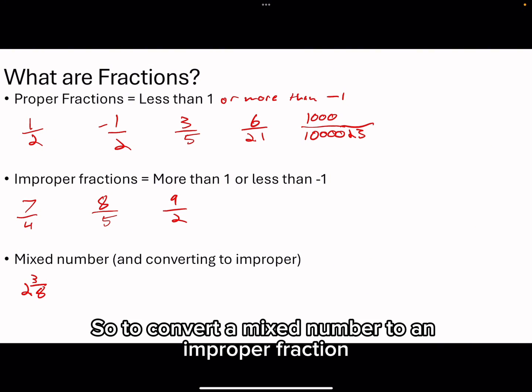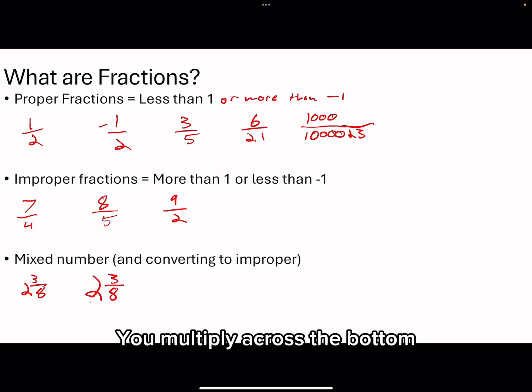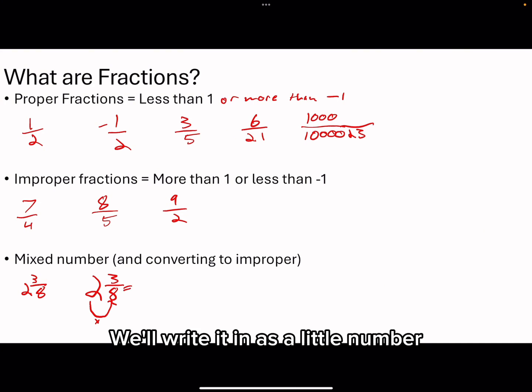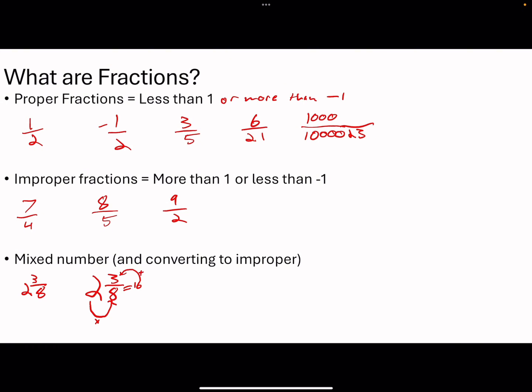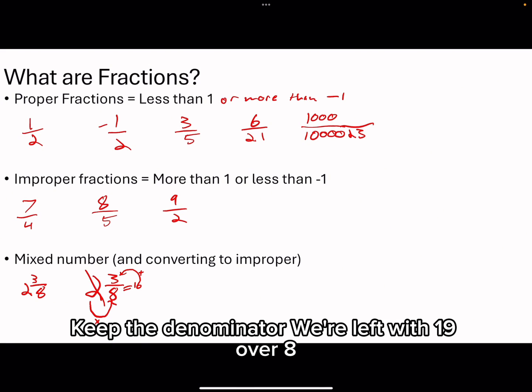To convert a mixed number to an improper fraction, you take the big number. So this really in real life looks like this, 2 3/8. You multiply across the bottom, 2 times 8. This equals 16. We'll write it in as a little number. Then we'll add it to the numerator. 16 plus 3 is 19. We'll get rid of the big 2, keep the denominator. We're left with 19/8.